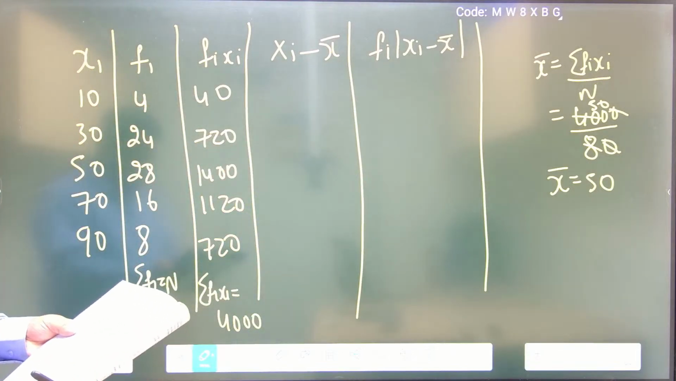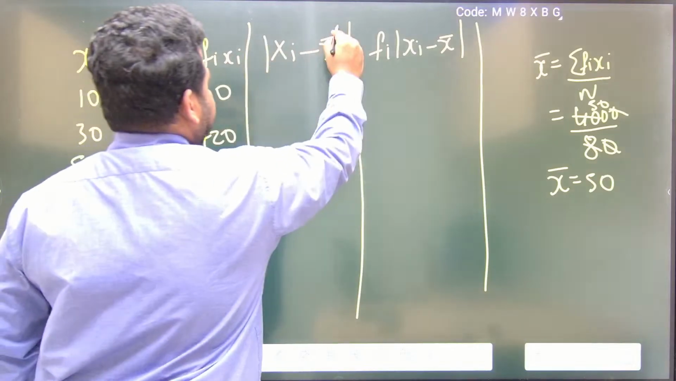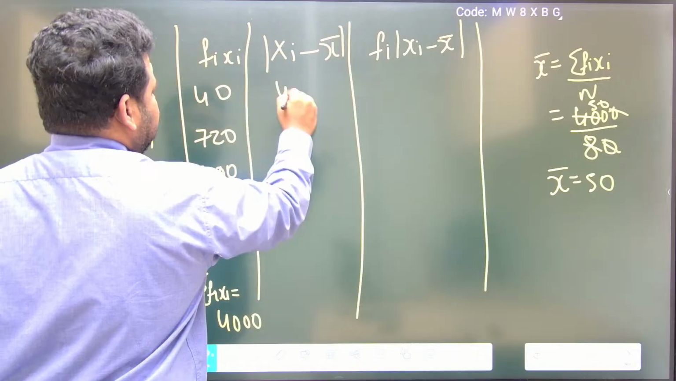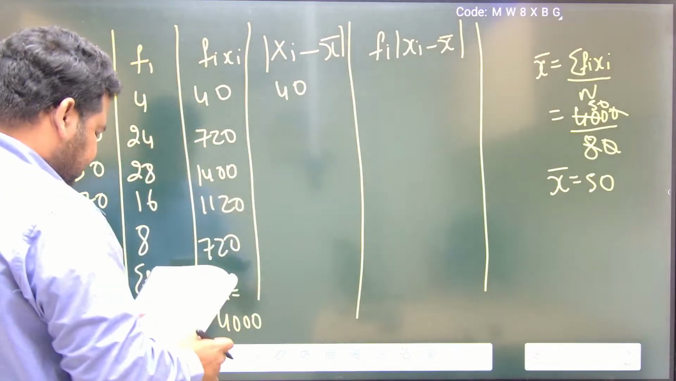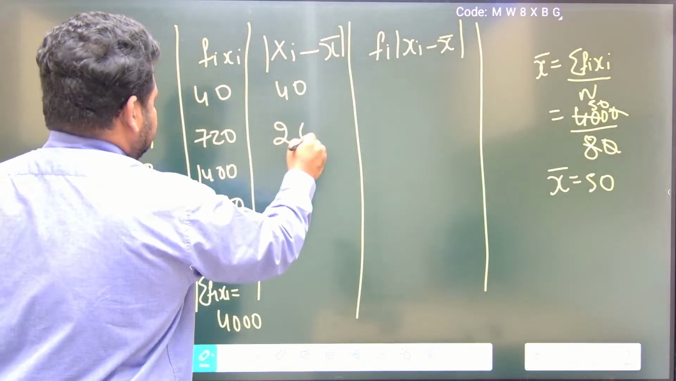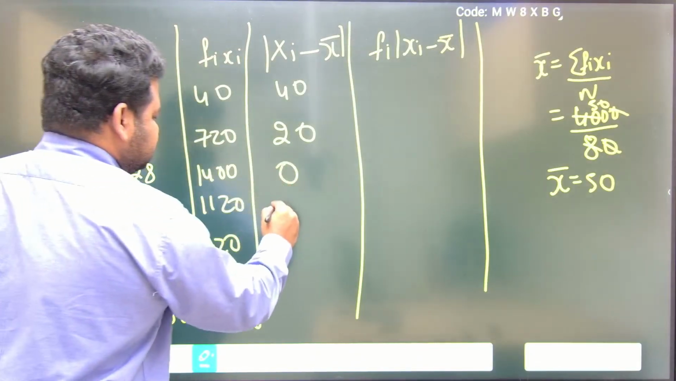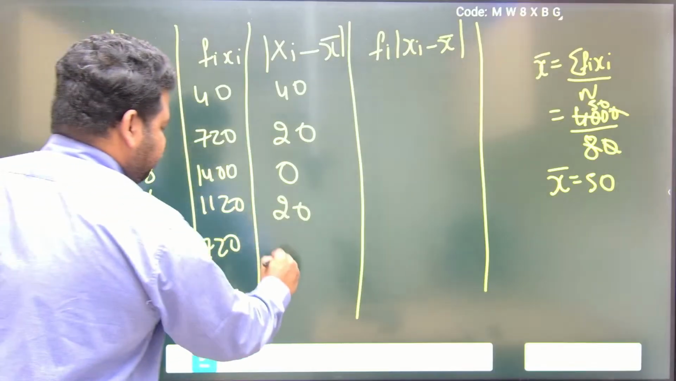See here, always we have to keep the modulus sign. So 10 minus 50 is nothing but equal to 40. And 30 minus 50 will be 20. See, absolute values you have to write. 50 minus 50 is 0. Here 70 minus 50 is 20 and 90 minus 50 is 40. This is what we have.